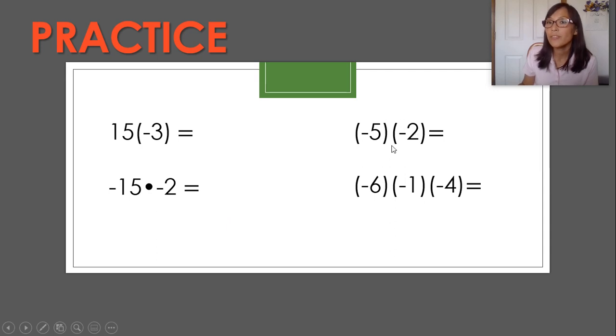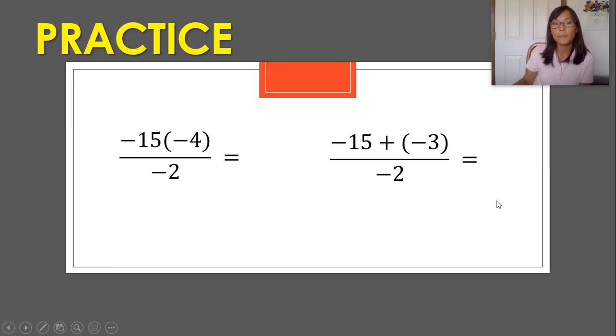Here, you've got parentheses right next to each other with no symbol in between, so that means multiplication. So 5 times 2 is 10, and because there are two negatives, your answer is going to be a positive 10. And these numbers are all multiplying. Notice that the parentheses are right next to each other, and so that is 6 times 1 times 4, which is 24, and because there are three negatives, your answer is going to be a negative 24.